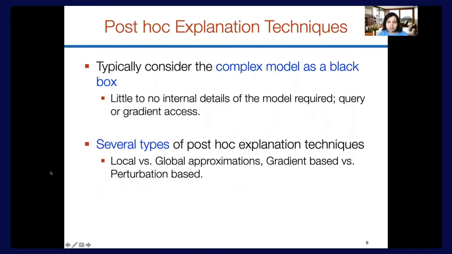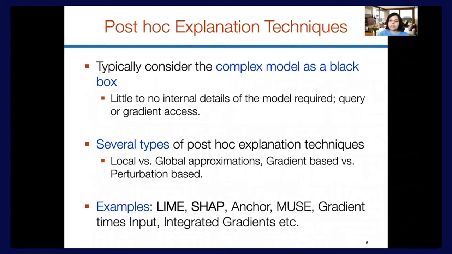And there have been several types of post-hoc explanation techniques, like local versus global explanations, which has been one major bifurcation. Local means the focus is on explaining individual predictions, and global typically means the focus is on explaining the entire behavior of the model, right? And then depending on the exact techniques being used, there have been other classifications like gradient-based versus perturbation-based methods and so on. So in this talk today we'll be talking a lot about perturbation-based methods, and I'll say what it is in a little bit. You'll get clarity on that, okay?